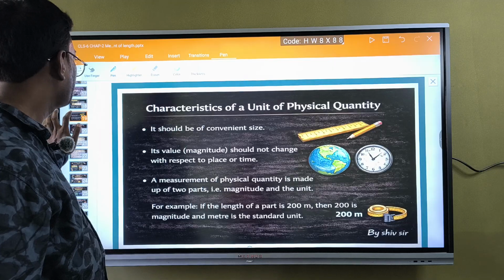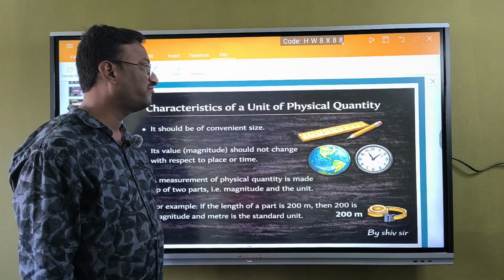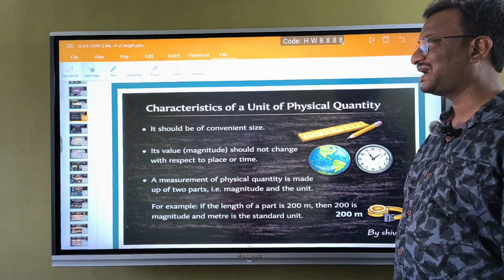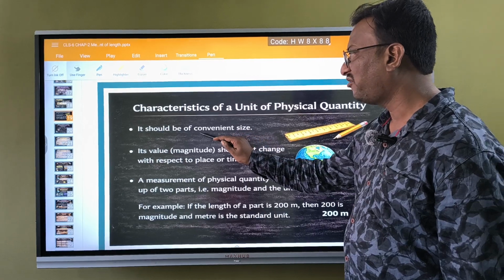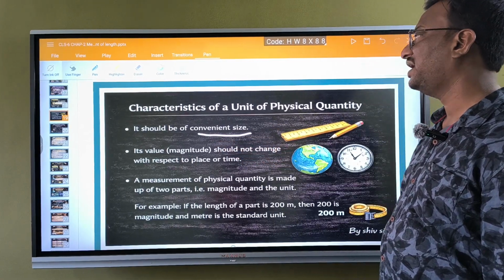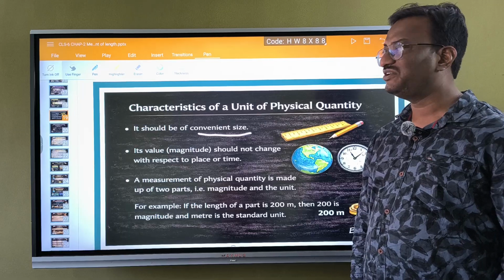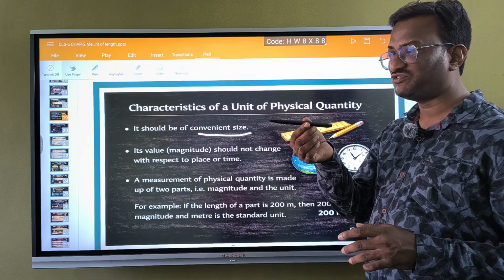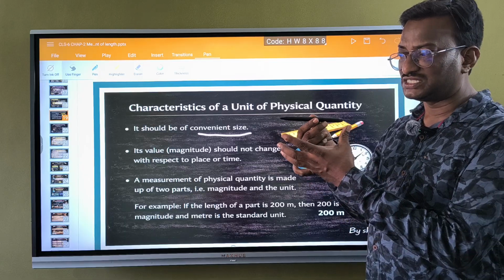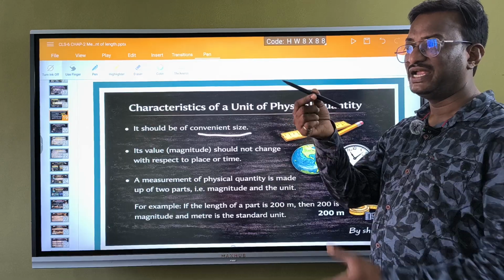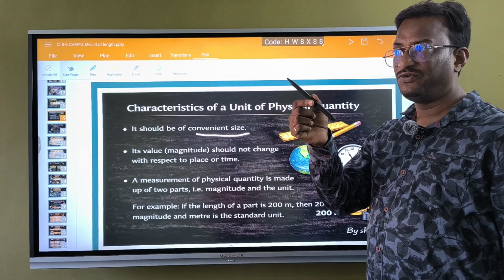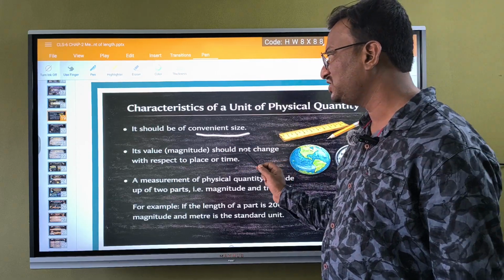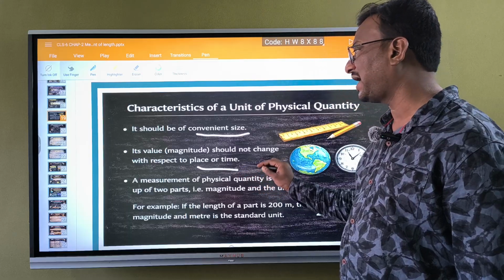Next, characteristics of a unit of a physical quantity. It should be of convenient size. Its value means magnitude. For example, if you measure this with a scale, it may be 15 centimeters. That number, 15, is called magnitude. The magnitude should not change with respect to place or time.